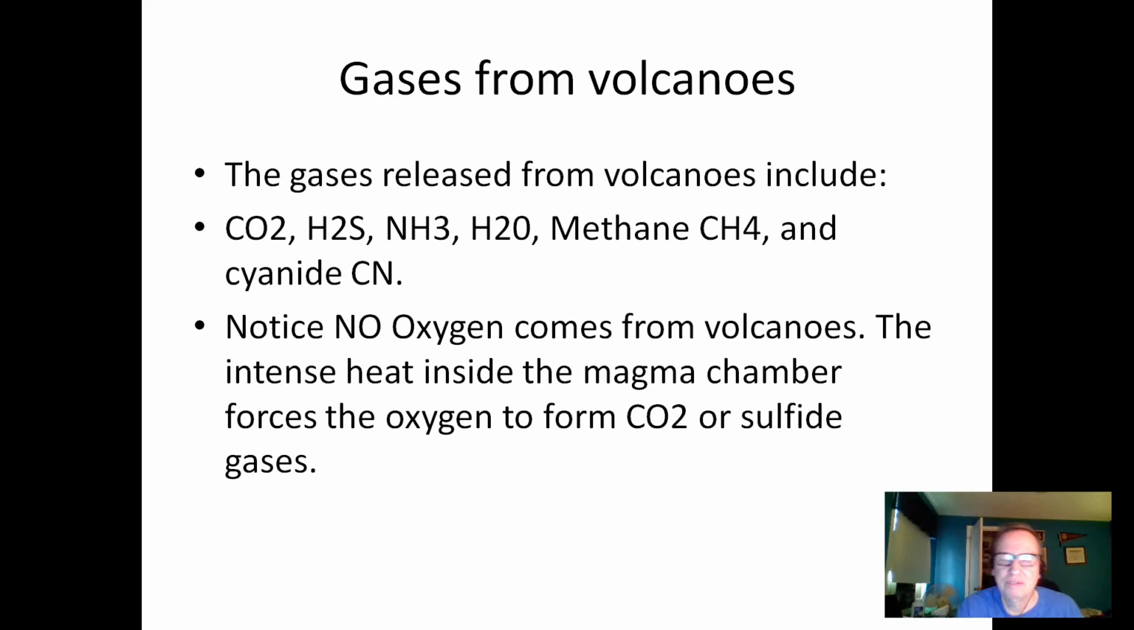And if you've seen any volcano videos, and I'm sure you have, you've seen explosions coming out of these. That's the methane gas that's exploding. Notice no oxygen comes from volcanoes. It's just so hot that any oxygen that's present in there will form carbon dioxide or sulfide gases.